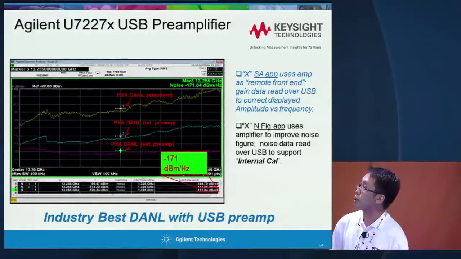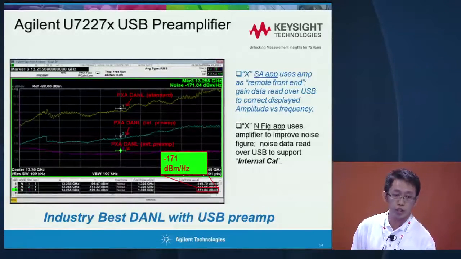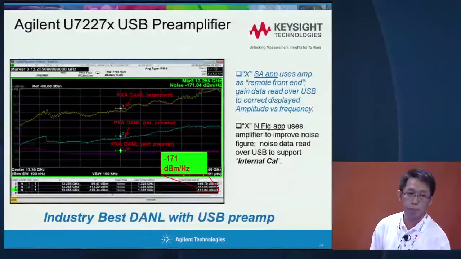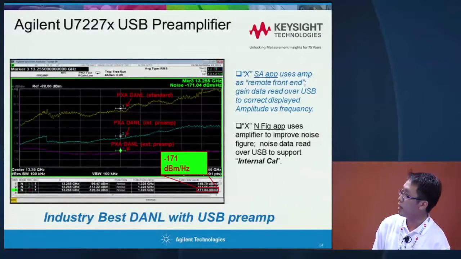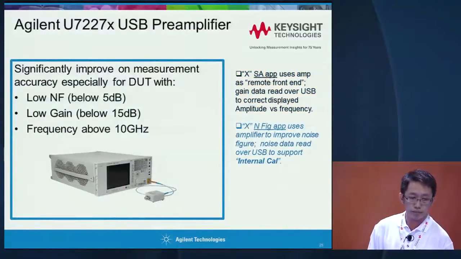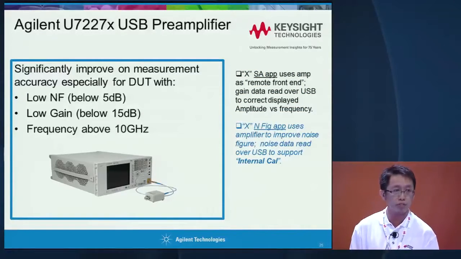The USB preamplifier can be used as remote front end for normal spectrum analysis. When you connect through USB, you can get corrected display magnitude values. With the lower noise figure compared to the signal analyzer's internal preamp, we're able to improve on the analyzer sensitivity, hence giving you lower Daniell level. At the same time, the USB preamp can be used to improve our noise figure measurement accuracies.